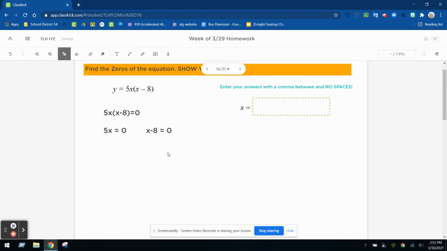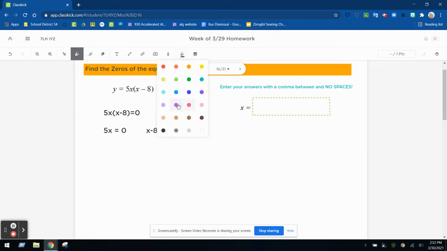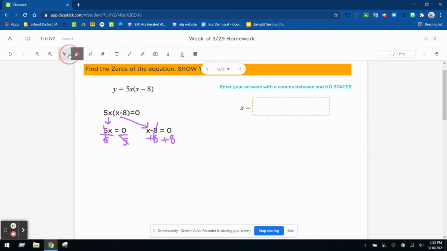So I just go ahead and I split the two factors into two new equations. So I have x minus 8 equals 0, and then I have 5x equals 0. And then I just use inverse operations to find the solutions. So for the first one, I would divide by 5, which really would just leave me with x equals 0, because 0 divided by 5 is just 0. So x is going to equal 0 for my first solution. For my second solution, I am going to add 8 to both sides. So I will get x equals 8. So my solutions are 0 and 8.